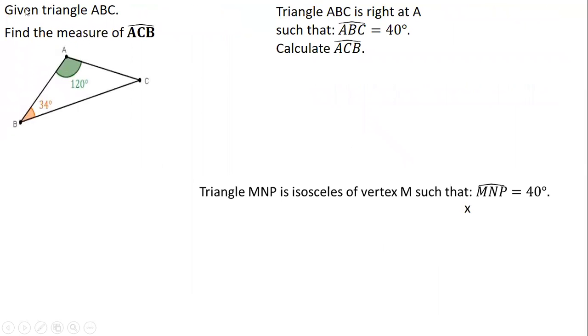Another example, given triangle ABC, we should find the measure of angle ACB. So we have angle BAC 120 degrees, angle ABC is 34 degrees. This is the missing angle.